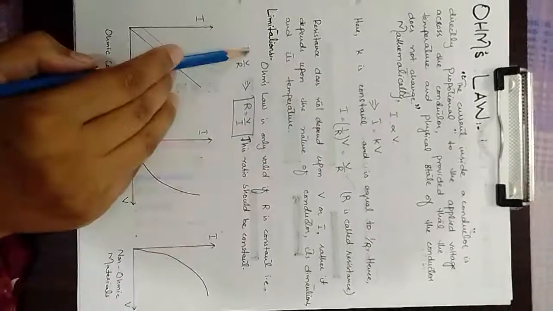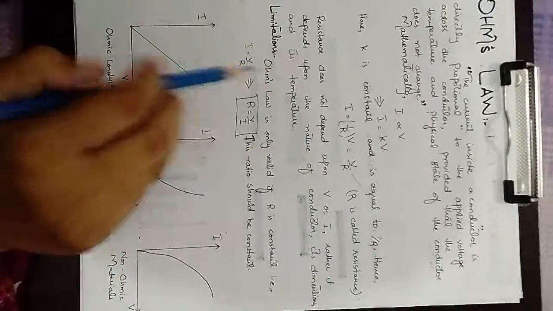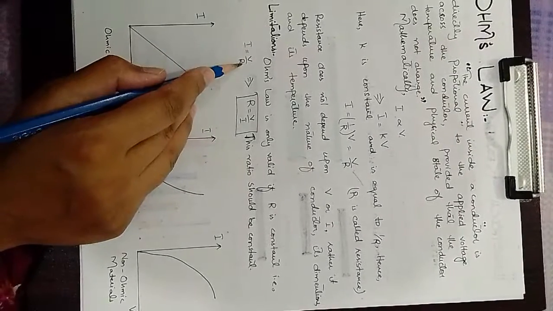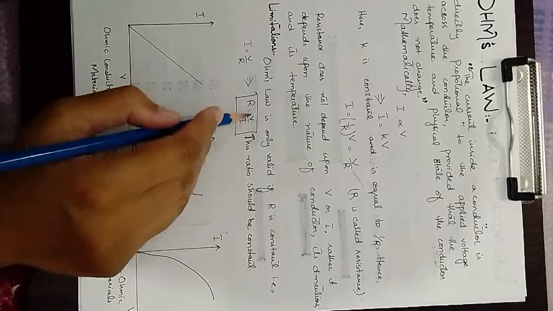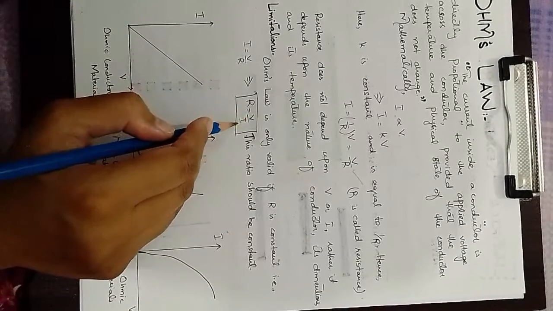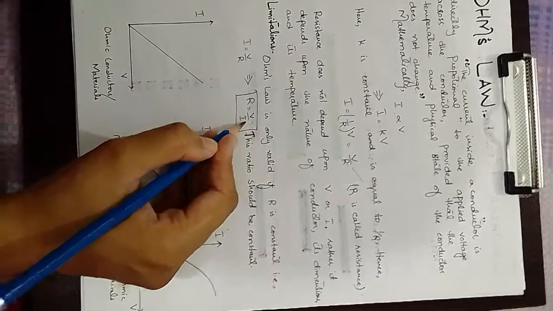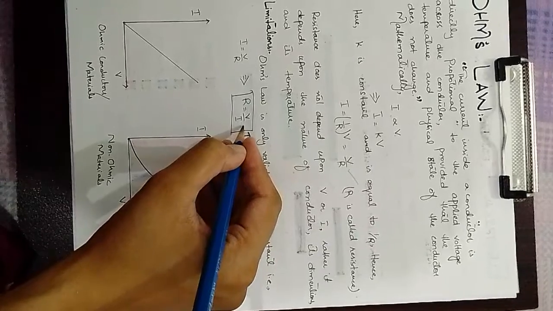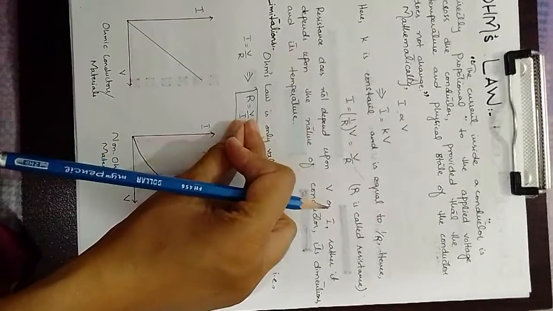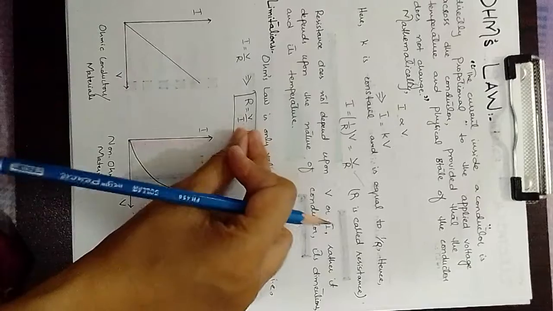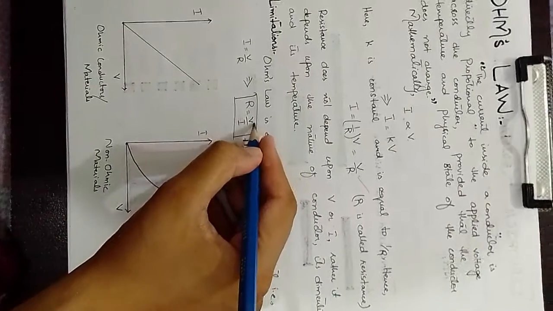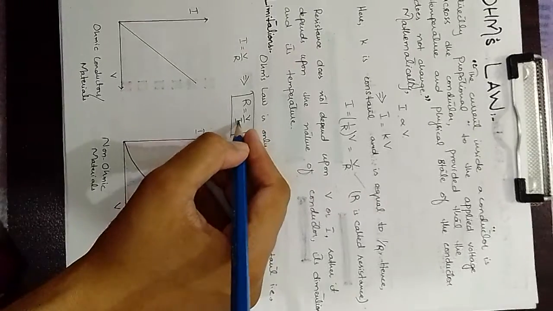We are going to use this equation I equals V by R, which gives us R. We will take R to the other side and divide V by I. It would become R equals V by I. V and I are here directly proportional. So if we increase V, I will also increase, so that the ratio of these two things will remain constant. It doesn't mean that V should remain constant or I should remain constant. It just means that their ratio should be the same.